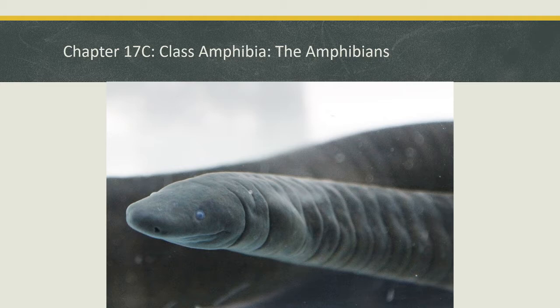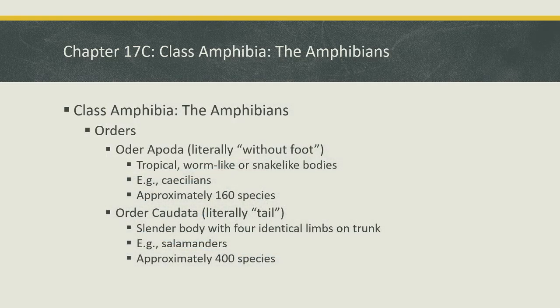Some of them have little antennas that give them a little bit of extra senses. All right, so that's order Apoda. Next, we have order Caudata. You might recall we have the caudal fin of a fish. We have the term caudal, meaning of or related to the tail. So order Caudata literally means tail.